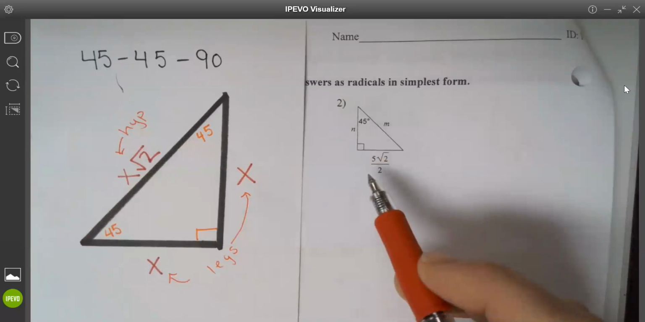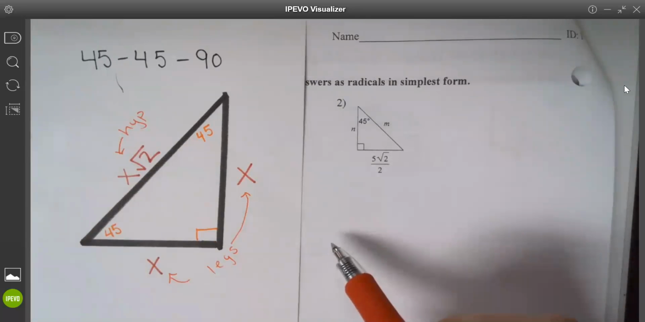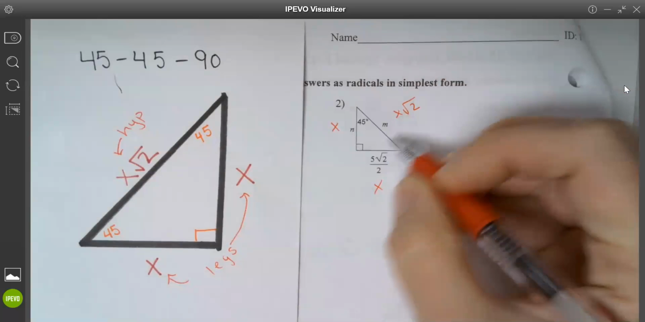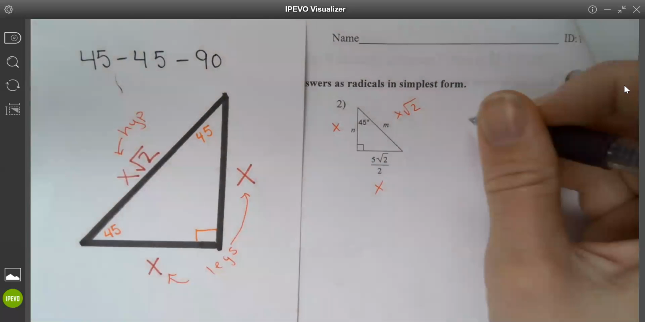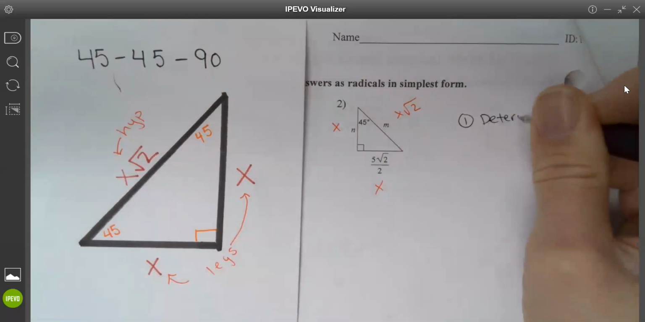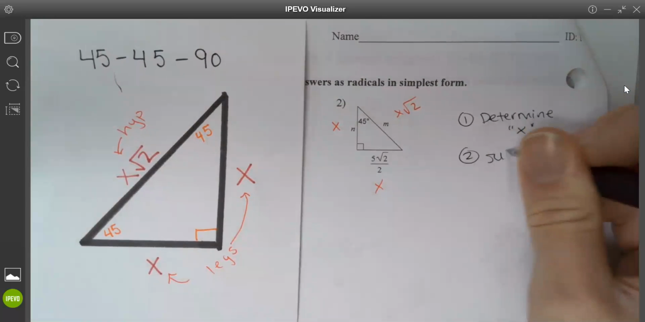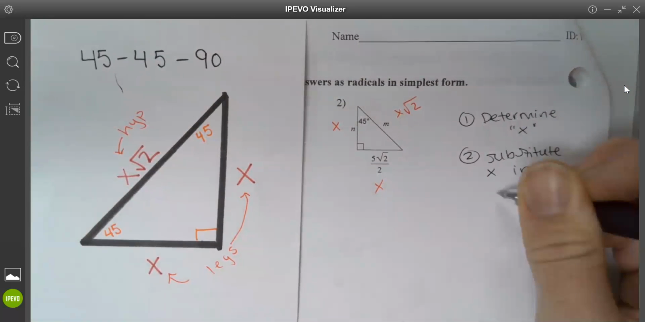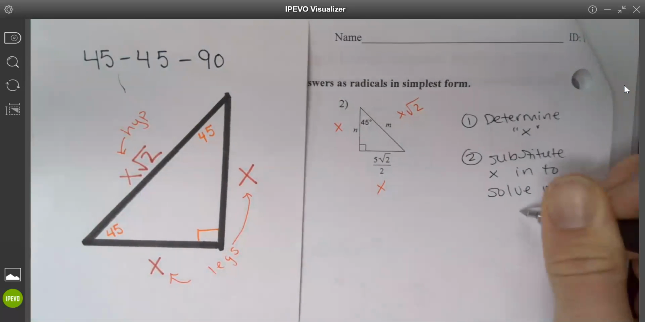Here, which side is my hypotenuse? N or M? M. So labeling this, I'm going to go X, X, X rad 2, where my hypotenuse is. When I solve for the sides of my special right, the first thing I always need to do is determine what X is on its own, and then I just substitute X in to solve for the missing sides.